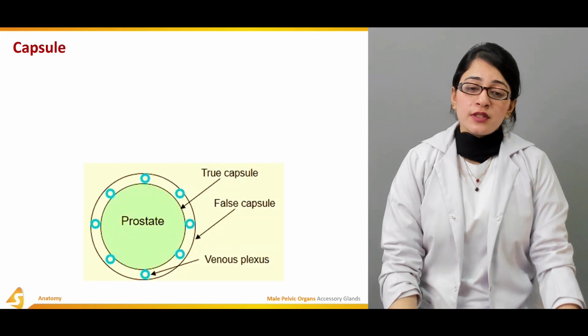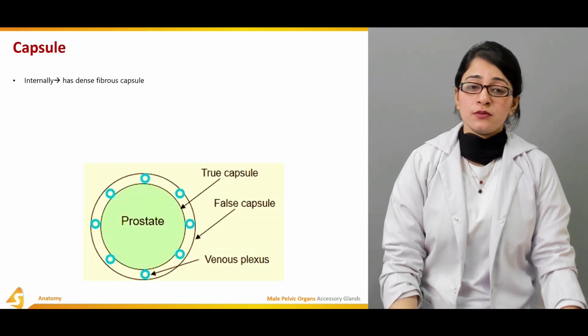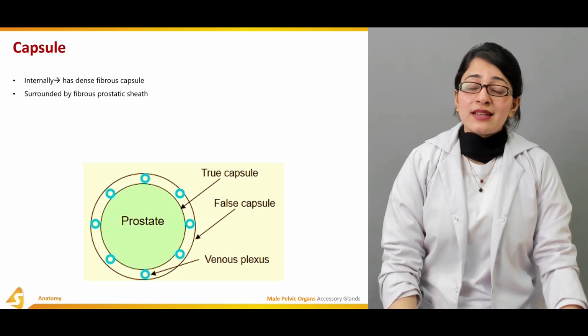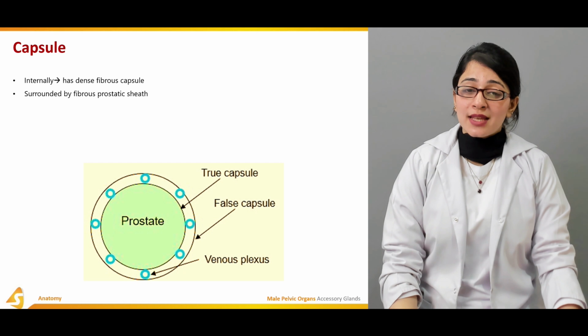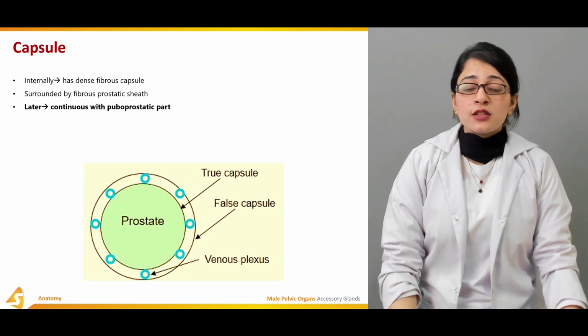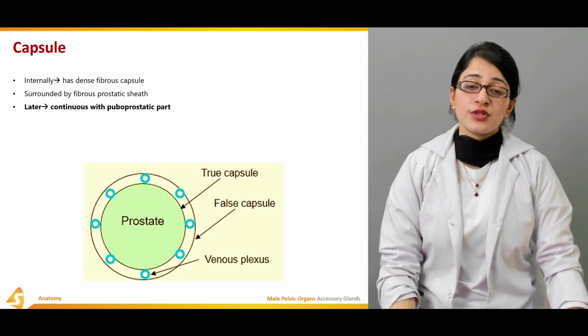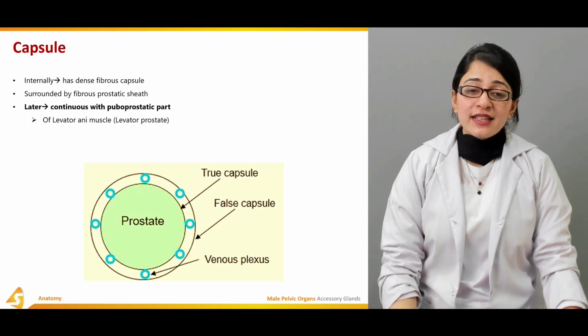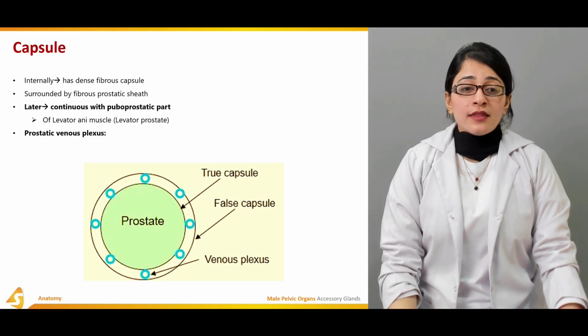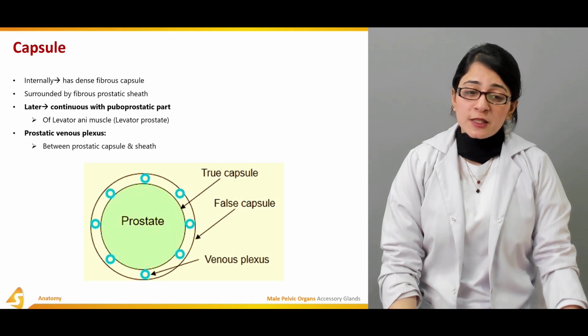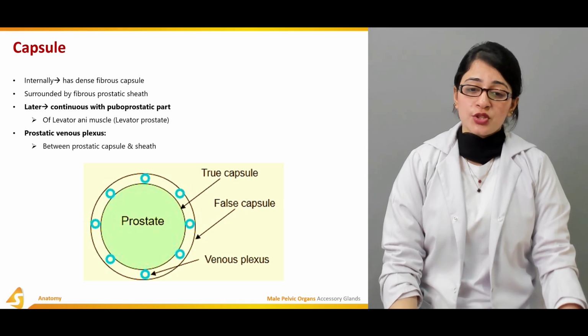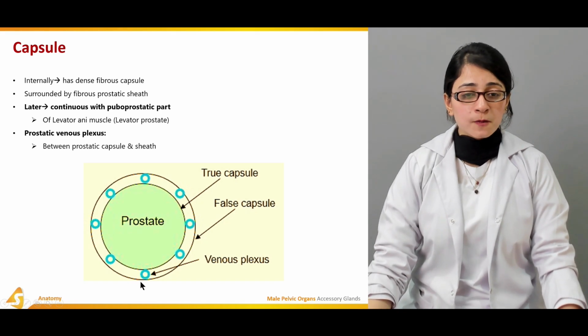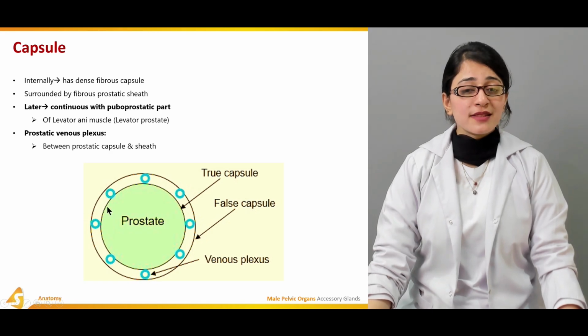The capsule of this prostatic gland, we have two capsules internally. It has a dense fibrous capsule surrounded by the fibrous prostatic sheath, and later it is continuous with the puboprostatic part of the levator ani muscle. And then we have the prostatic venous plexus between the prostatic capsule and the sheath. So this is the venous plexus. Prostatic venous plexus located here.